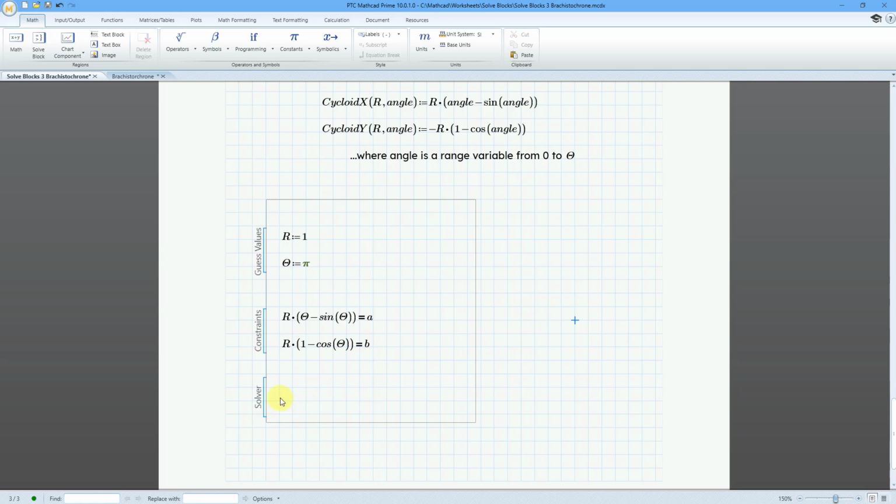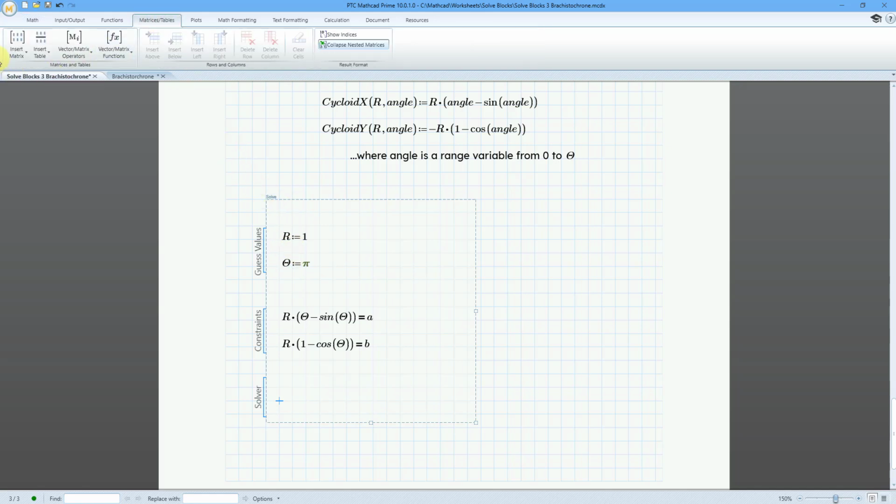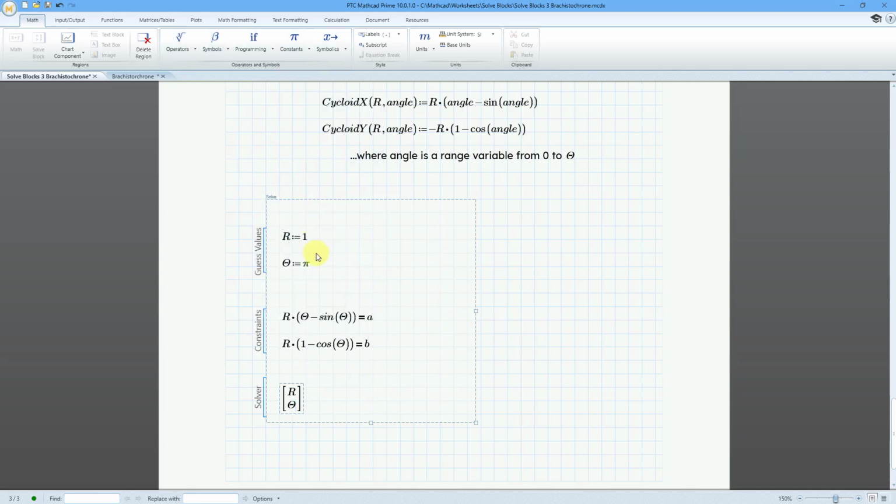And this is our variable A, which is set up for the horizontal distance between the start point and the end point. Now we have our solver area where we tell our solve block what values we want it to come up with, which in this case is R and theta. And to do that, I'm going to use a matrix. Actually, it's a vector with 2 cells. And so we're going to put in capital R and then our capital theta. Let me go to the Math tab, Symbols, capital theta. And then I'm going to position my cursor to the right. I did that with the arrow key.